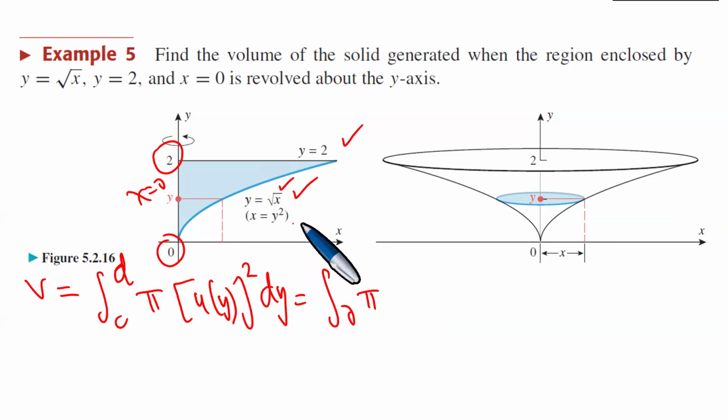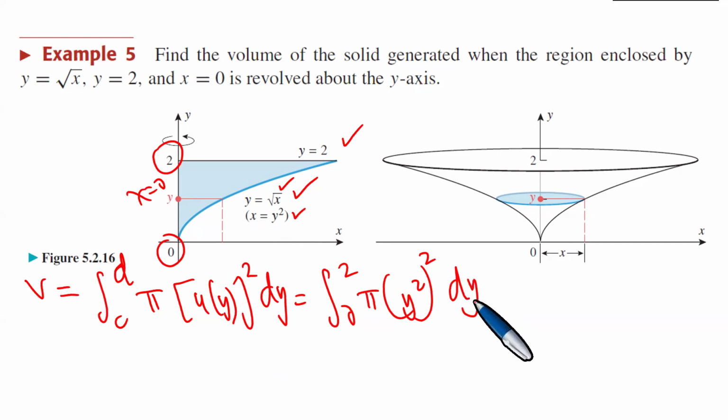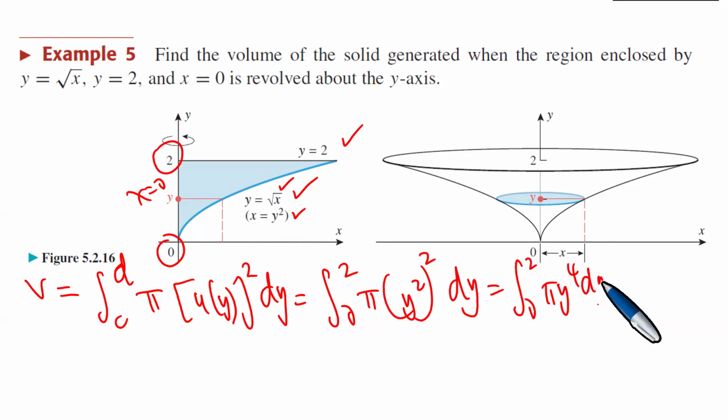Now this is the function you have here. If y equals the square root of x, then x is exactly y squared. So you put y squared, and then you square this, and you put dy like this. And you have the integral from 0 to 2 of pi y to the 4th power dy. Performing the integral, you'd have the following.